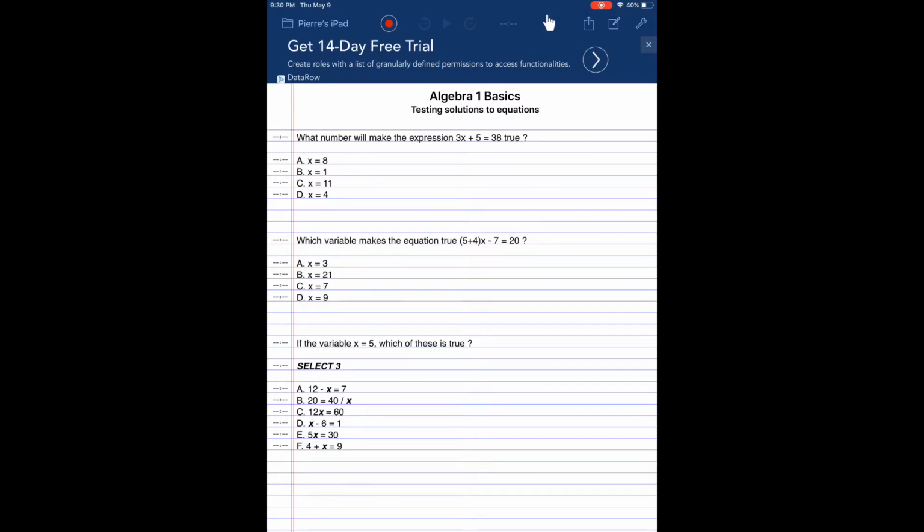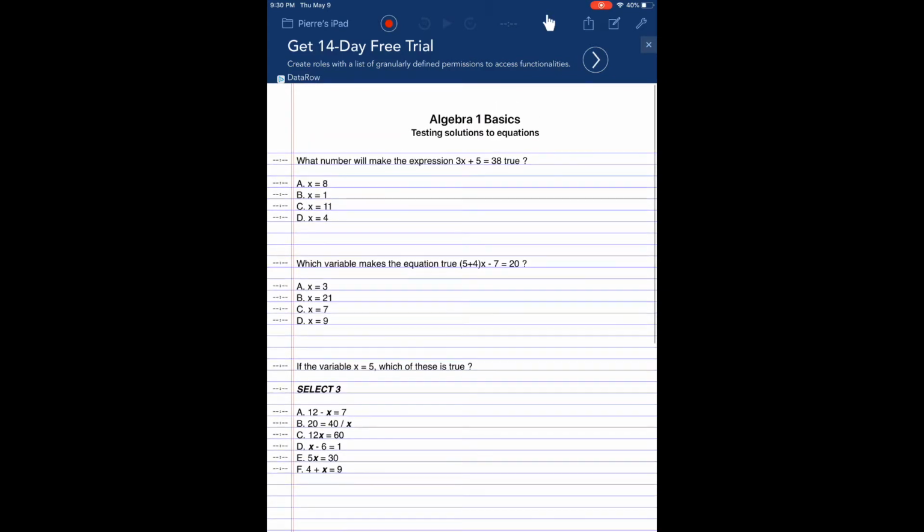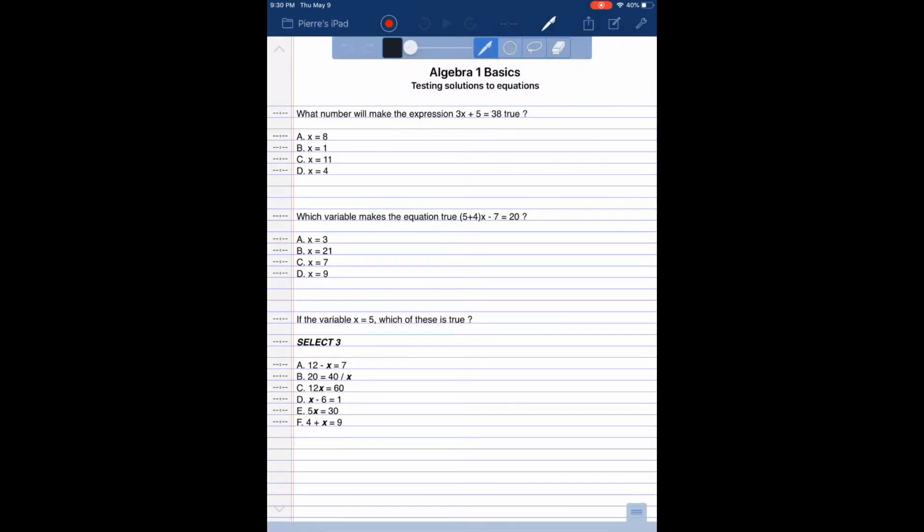So we're going to start with number one. It says what number will make the expression 3x plus 5 equal 38. So we're going to take you through the easiest way to do this. We're going to rewrite this out, right? Let me go to my pen mode here. 3x plus 5 equals 38.